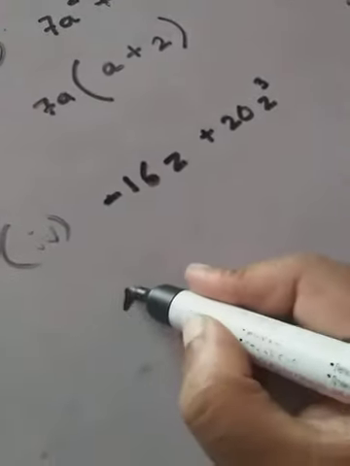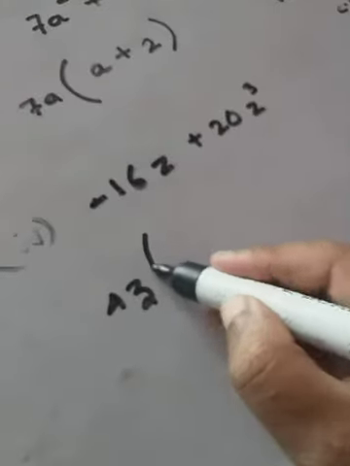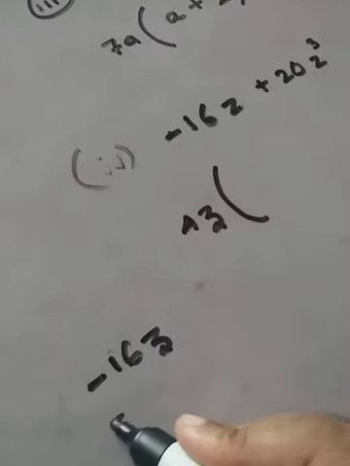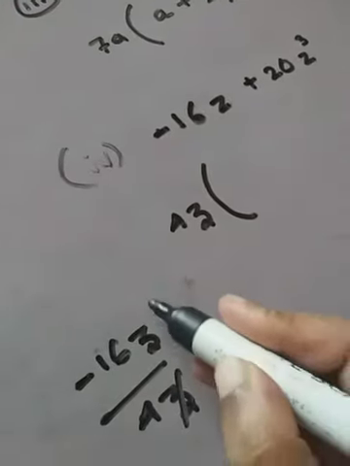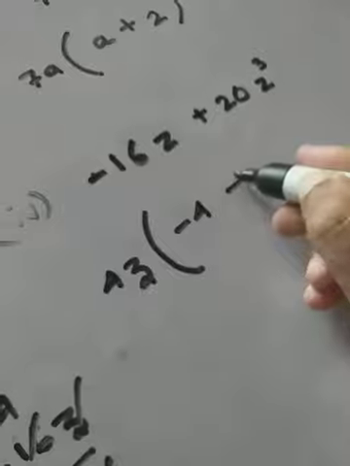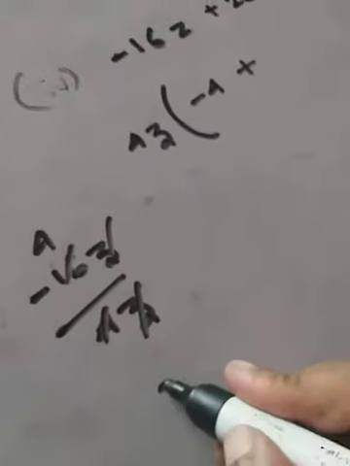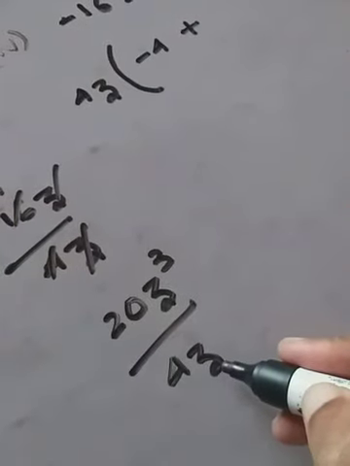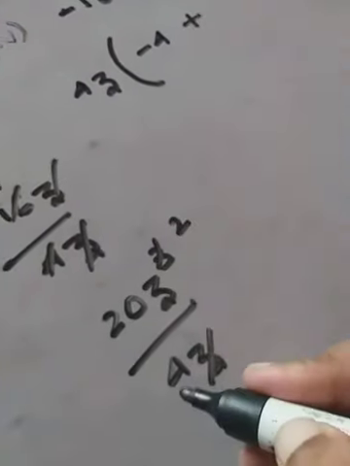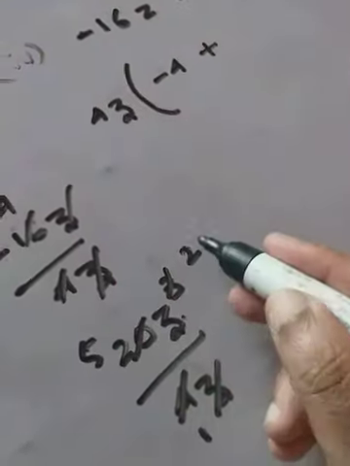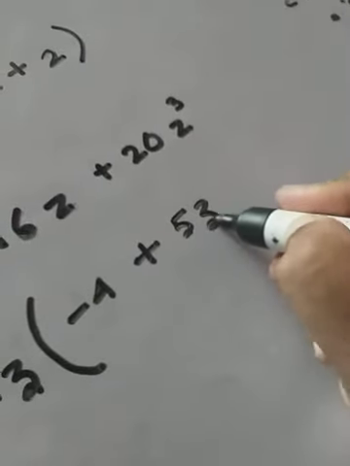Now we have to divide each term by 4z. 16z divided by 4z: z cancels, 4 fours are 16, so minus 4 will be the answer. Understood? So easy. Now write the next term: 20z cube divided by the common term 4z. There are 3 z's in the numerator and 1 z in the denominator, so if you cancel, only z square will remain, and 4 fives are 20. So 5z square is the answer.